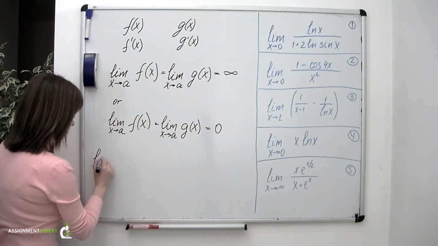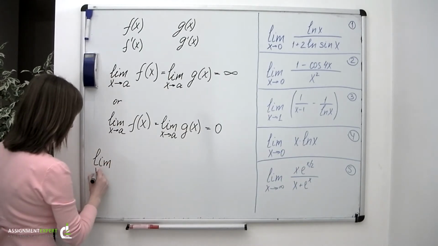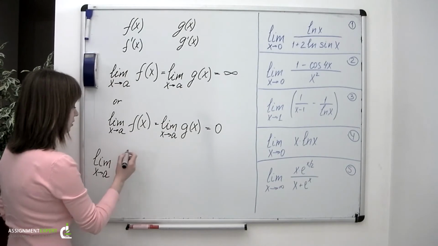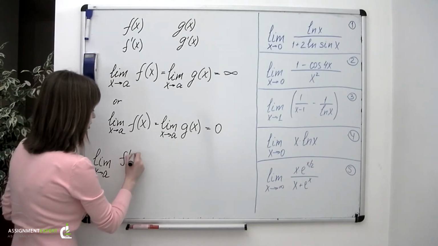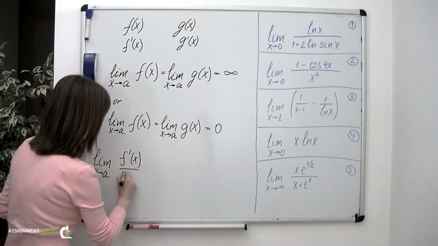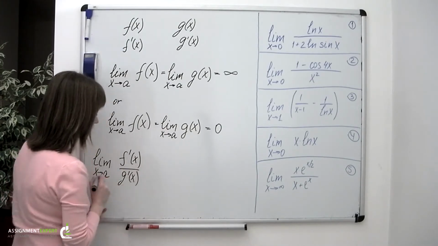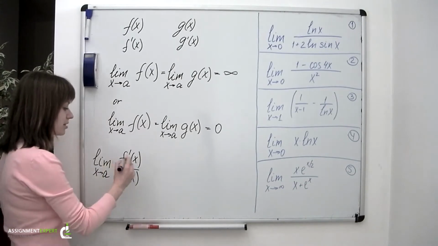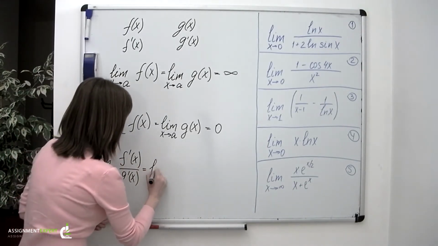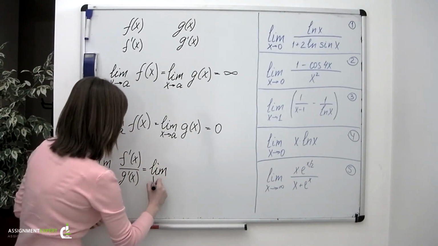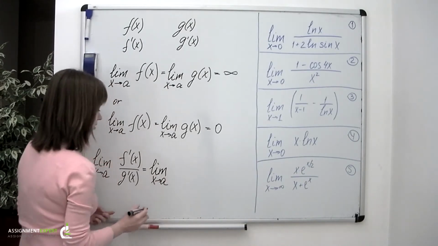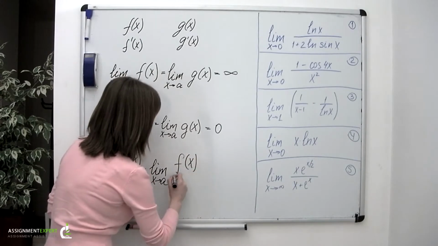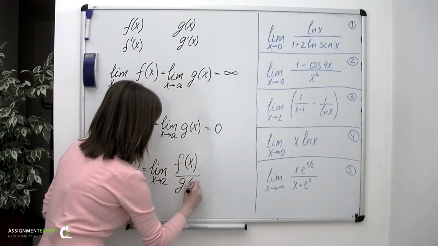Then, if the limit as x approaches A of the quotient f prime of x over g prime of x exists, it may be stated that this limit is equal to the limit as x approaches A of the quotient of the original functions f of x over g of x.